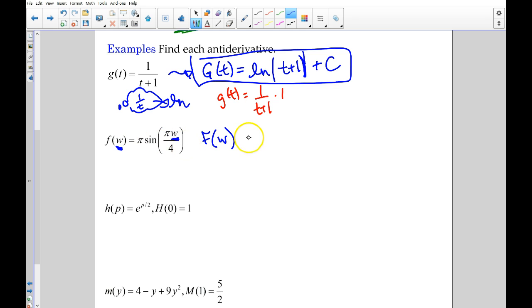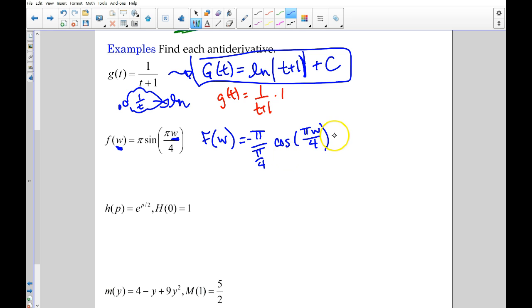Or if we remember our formulas that we went through in the introduction video, we would say that the antiderivative is going to be negative pi over 4 cosine of pi w over 4. Maybe take a little bit of time and verify this on your own, but again, you could double check this by performing differentiation.